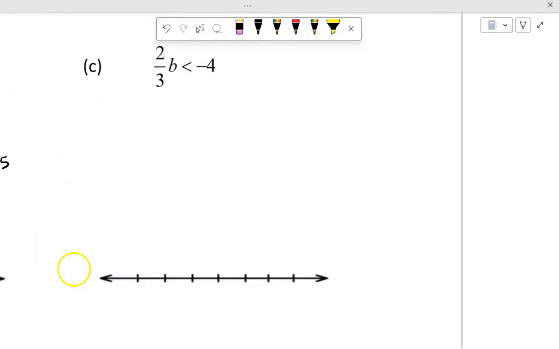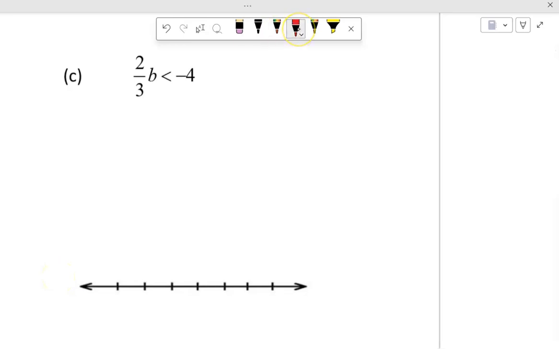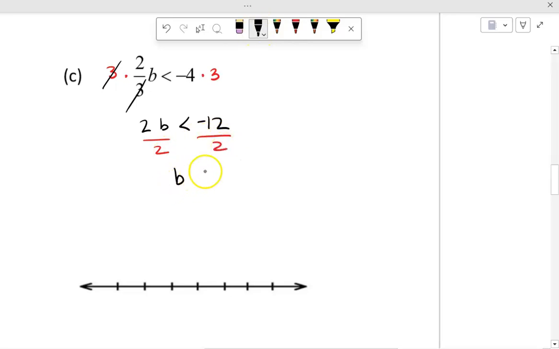Last one for this example, and the only tricky part about this one is we have a fraction attached to our variable. But I'm just going to go step by step, getting rid of one thing at a time. I'm going to get rid of the denominator first. And the way to get rid of a denominator, because it's division when it's a denominator, is to multiply. Multiplication cancels division. And now I have 2b less than -12. Now this is a simpler problem. I just divide by 2 on both sides, and I've got b is less than -6.